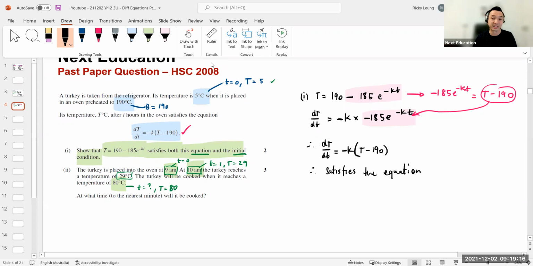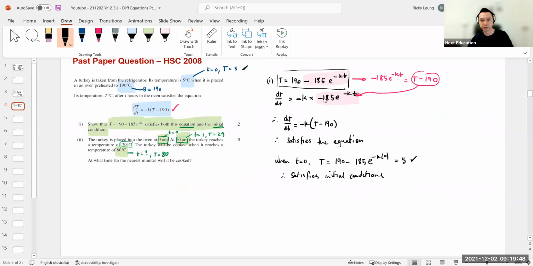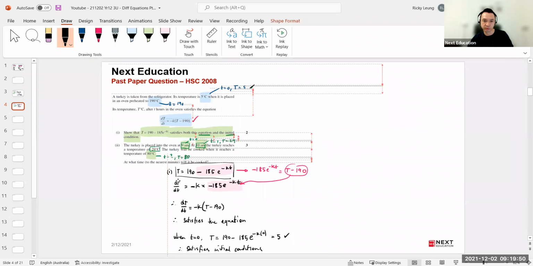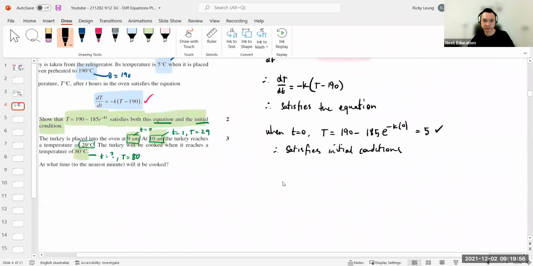Okay. All right, that's one mark, obviously. And then initial conditions. Based on this formula here, when t equals zero, capital T equals 190 minus 185 e^(-k·0), which is 5, and that satisfies the initial condition. Therefore, it satisfies the initial conditions. Yeah, 2 marks, pretty straightforward. Nothing too dramatic about that.